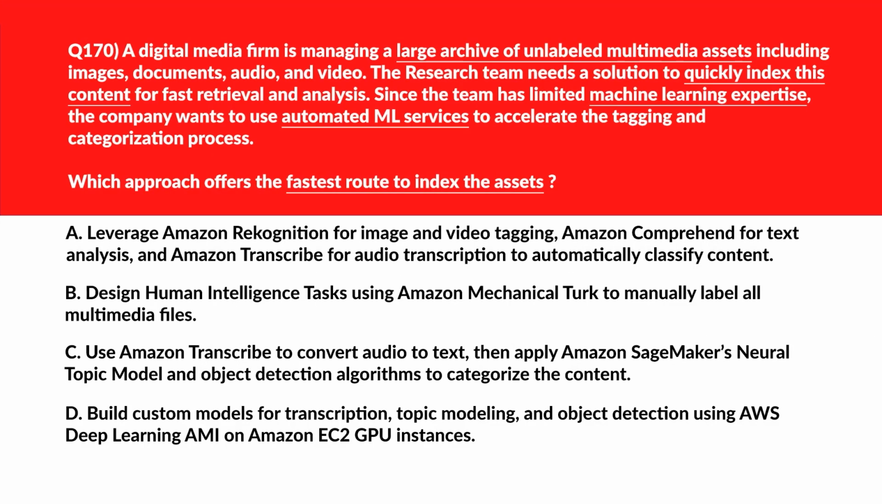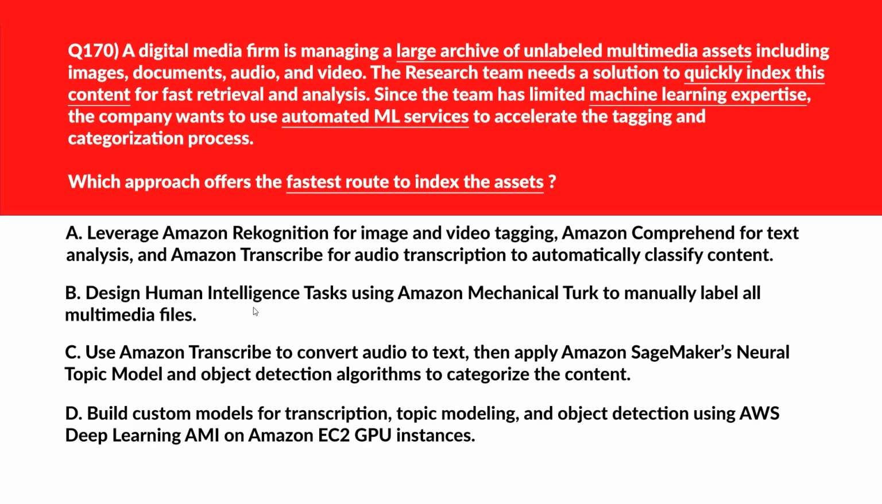Alright, now let's look at this question. This is all about the fastest route to index the assets. Option A is leverage Rekognition for image and video tagging, Amazon Comprehend for text analysis, and Transcribe for audio transcription to automatically classify content. Rekognition, Comprehend, and Transcribe are pre-trained services that automate multimedia tagging with minimal setup and fast turnaround. Looks good, we can keep it.